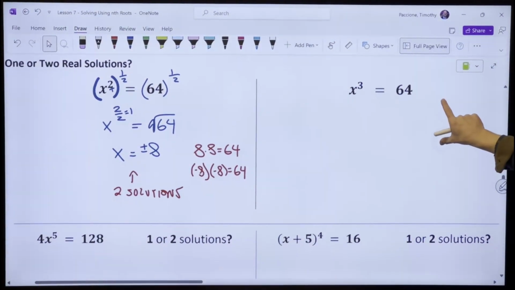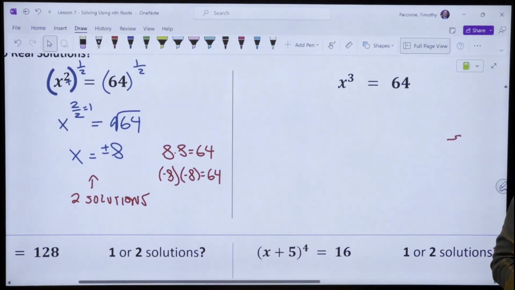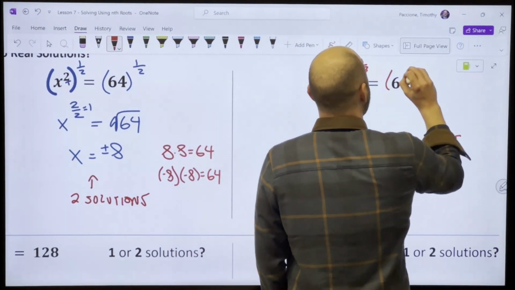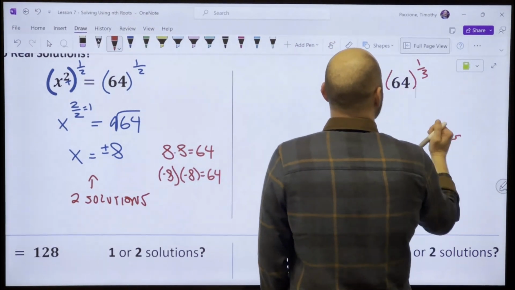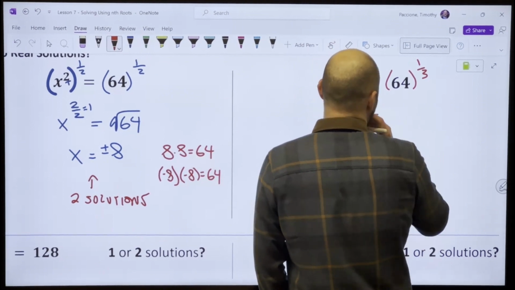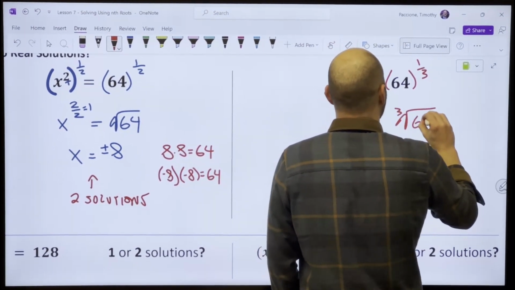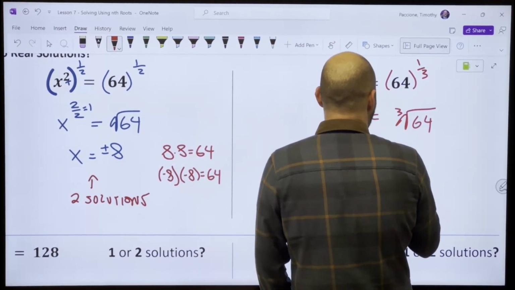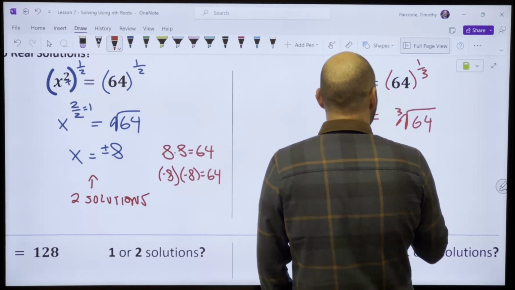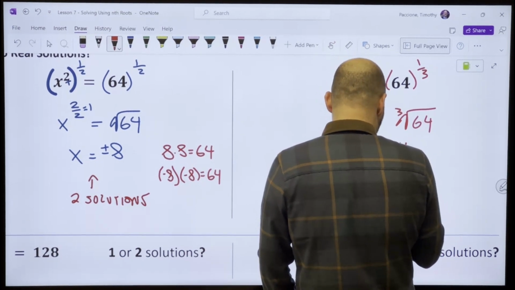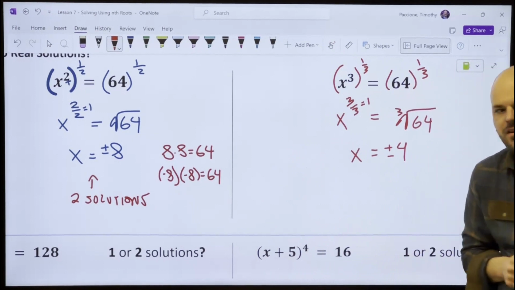What would I do? Let's try to solve it in the same way. I would raise it to the 1/3. And that gives me x to the 3 over 3 equals the 3rd root of 64. So I get x to the 1, right? And then I get plus or minus what? 4. It's 4. It's there on the board. Anybody have an issue with that?